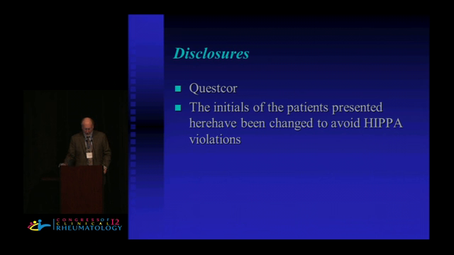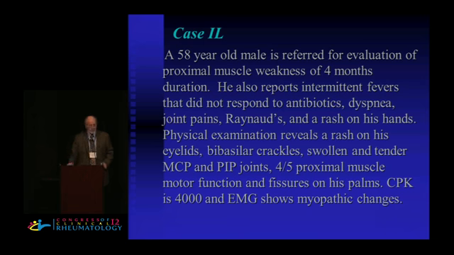So I have one disclosure, and we'll admit the initials on these patients that I'll present have been changed to avoid HIPAA violations. So we'll talk about a variety of cases today, and this is a 58-year-old male. He's referred for evaluation of proximal muscle weakness of 4 months duration. He also reports intermittent fevers that did not respond to antibiotics. He has dyspnea, joint pain, Raynaud's, and rash on his hands.